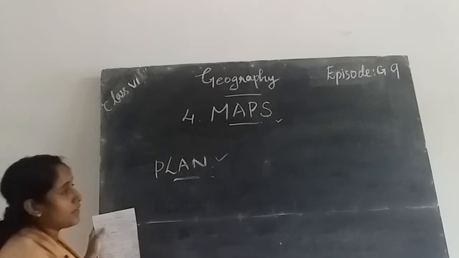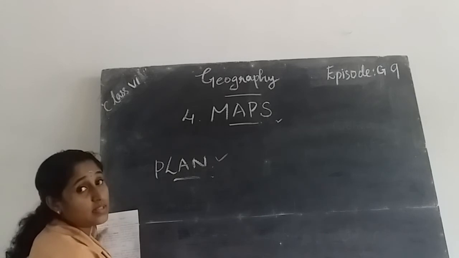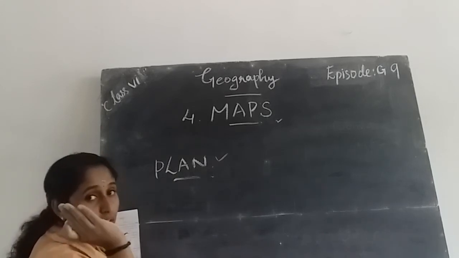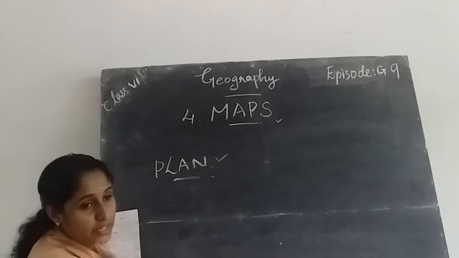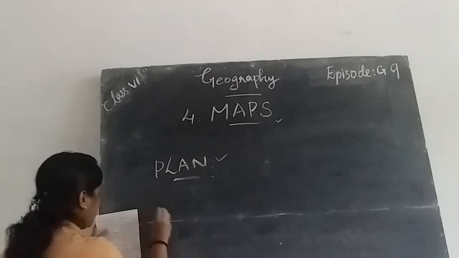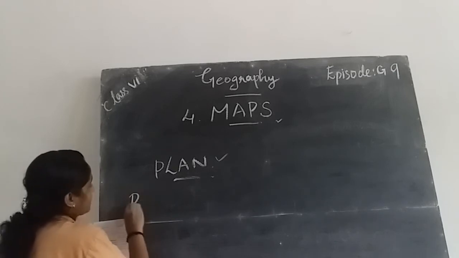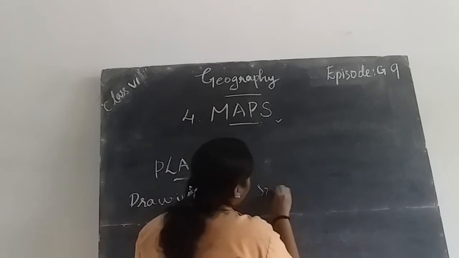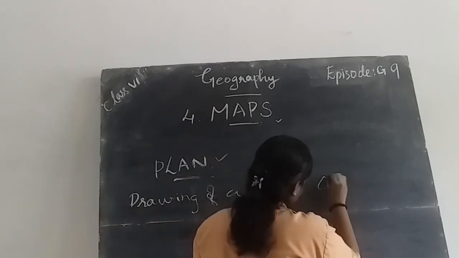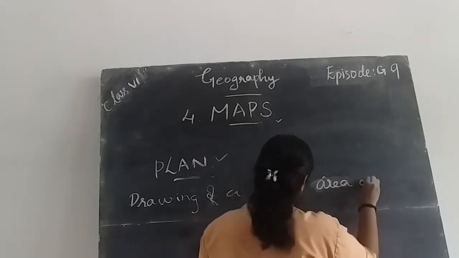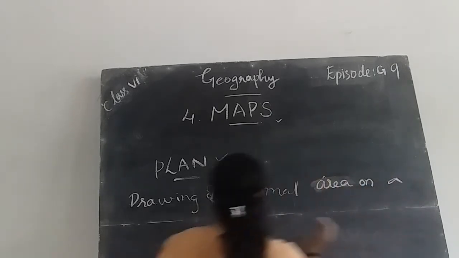In a plan, we are using a large scale. We know that large scale maps are mainly used for a particular or small area like a village, town or city. So a plan is a drawing of a small area on a large scale.